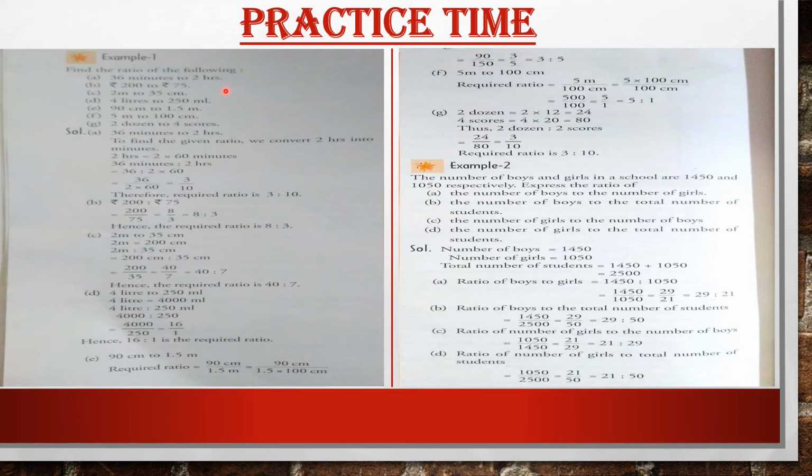36 minutes to 2 hours. To find the given ratio, we convert 2 hours to minutes. Since 1 hour is equal to 60 minutes, 2 hours is equal to 2 into 60 minutes. So 36 minutes is to 2 hours equal to 36 is to 2 into 60. Now convert this ratio into a fraction. 36 divided by 2 into 60. After solving, we get 3/10. Hence our required ratio is 3:10.